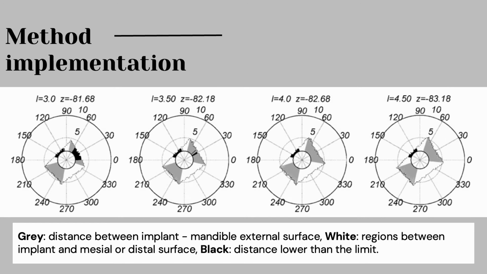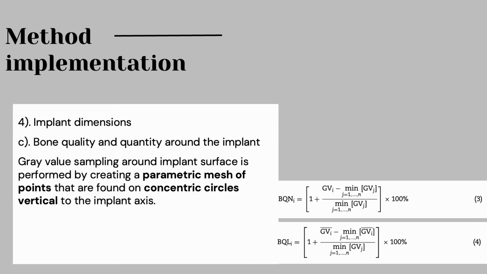As gray are drawn the distance between implant and mandible external surface. White are the regions between implant and mesial or distal surfaces, and black are the distance lower than the limit. Bone quality and quantity around implant.